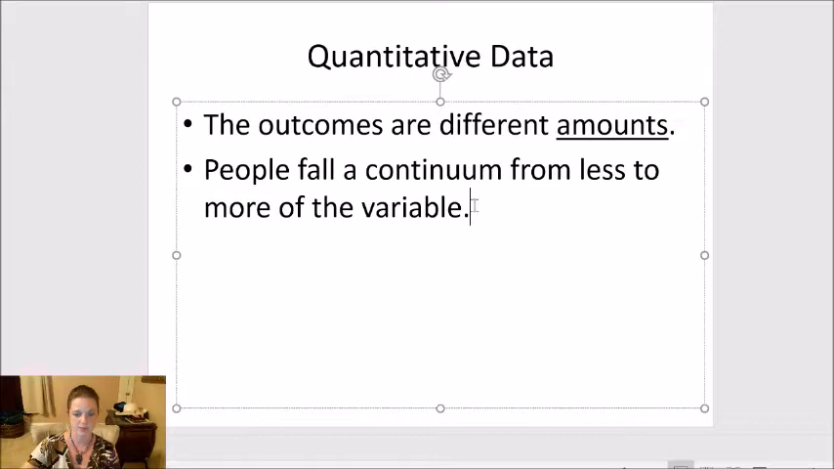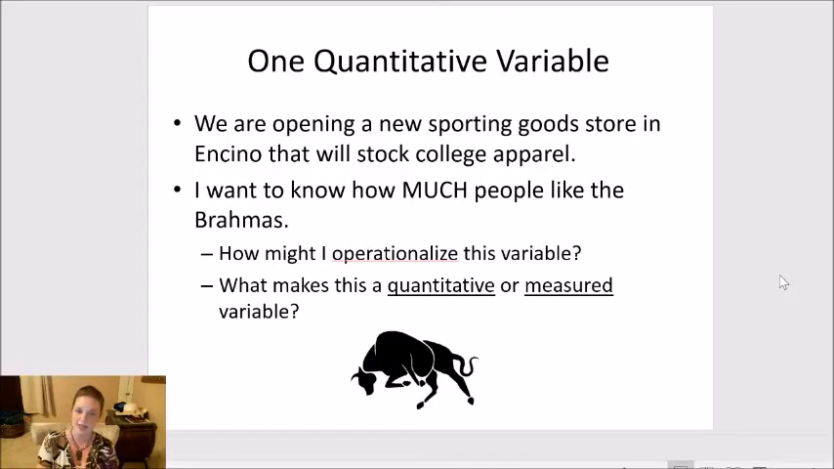So let's use a working example. Let's say I'm a business person doing business stats. A company has hired me to help them with their business, and we're opening up a new sporting goods store. Let's say it's a big sporting goods company, Big Five Sporting Goods. They want to open up a new one in Encino, and they're going to stock college apparel.